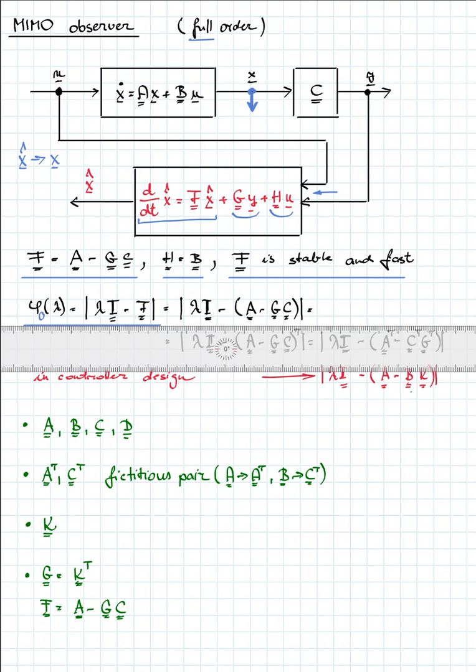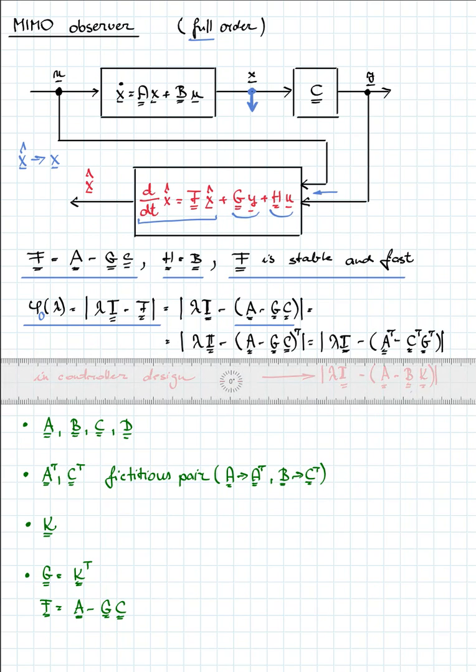Of course, we are going to design it. So we have to give the eigenvalues of F, that is the eigenvalues of the observer, which give us how fast and how stable the observer can be. So it is the determinant of lambda multiplied by the identity matrix minus F. And next I am going to put F as A minus G multiplied by C. These are the same, of course.